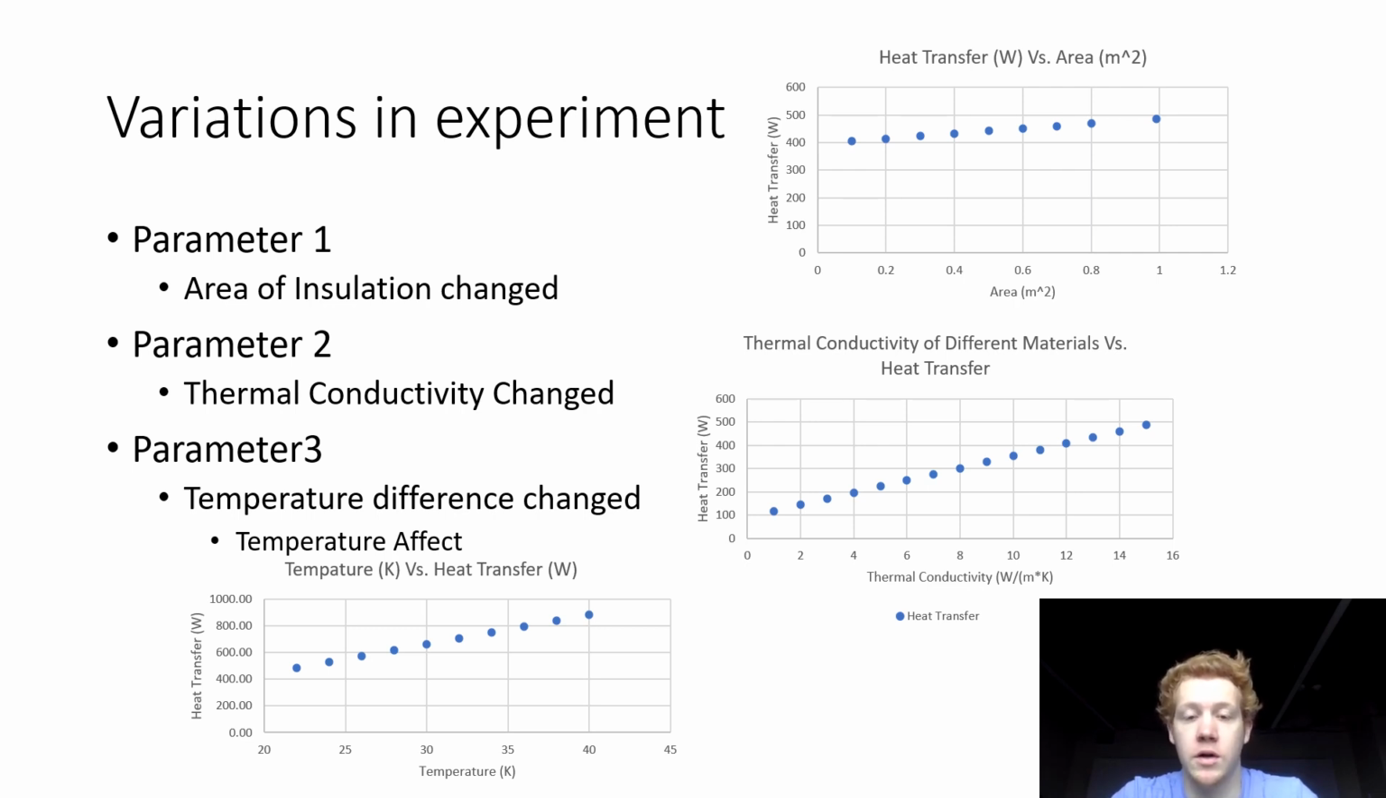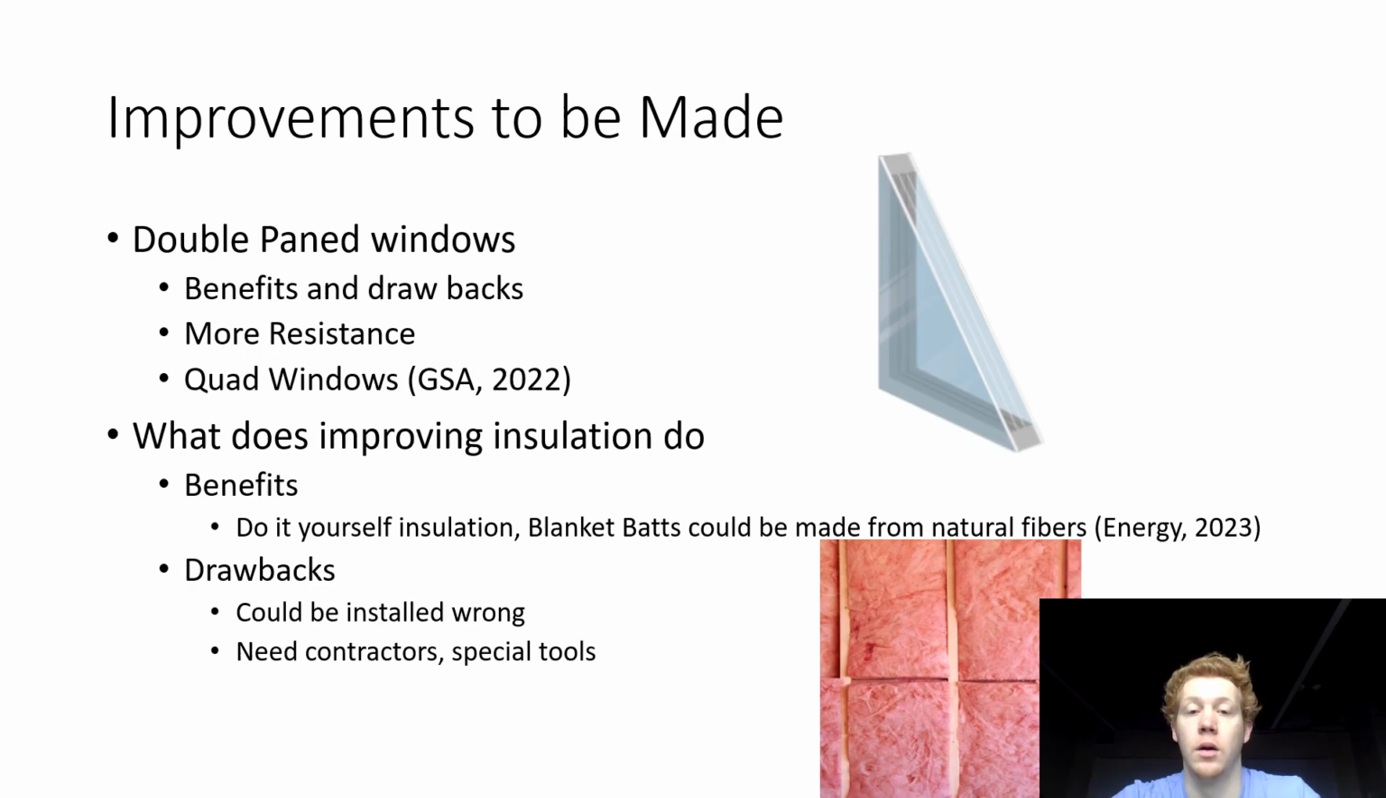Parameter 3 was the temperature difference. I decided to increase the temperature difference from 22 all the way up. And as you can see, as I increase the temperature difference from 40, the heat transfer goes up. This makes sense. So, if in your home you have a high temperature difference compared to the outside, you're going to lose more heat. Some improvements other than just insulation could be windows.